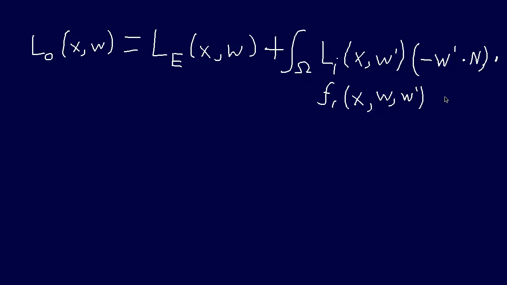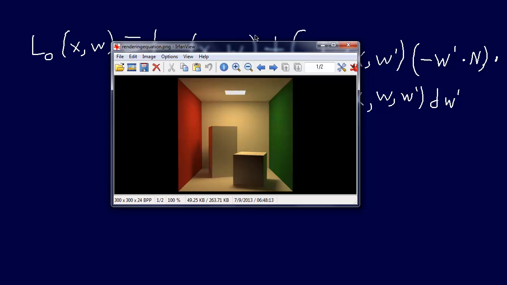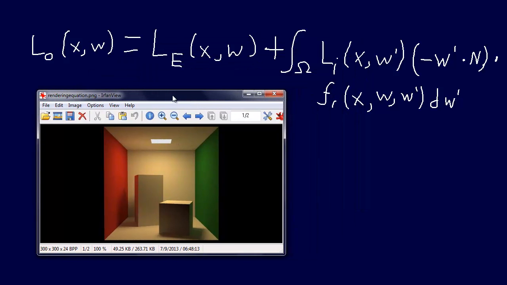And finally, we have to finish our integral term: our integral over this hemisphere with respect to w prime. And that's it. That is the rendering equation. It's big, it looks a little complicated, but this is the equation that generates this. It's the equation that serves as the basis for pretty much every lighting effect in computer graphics.